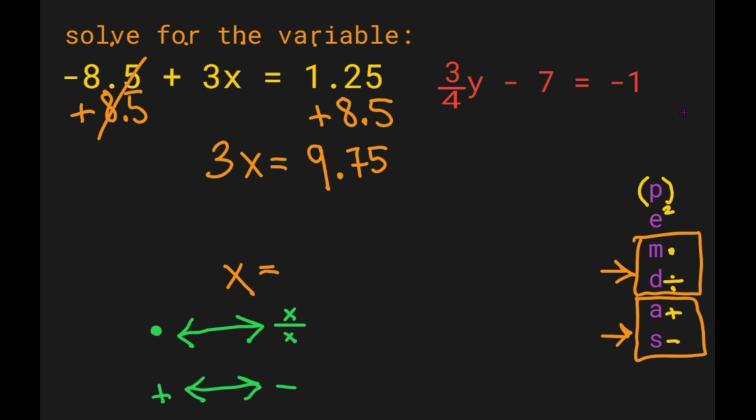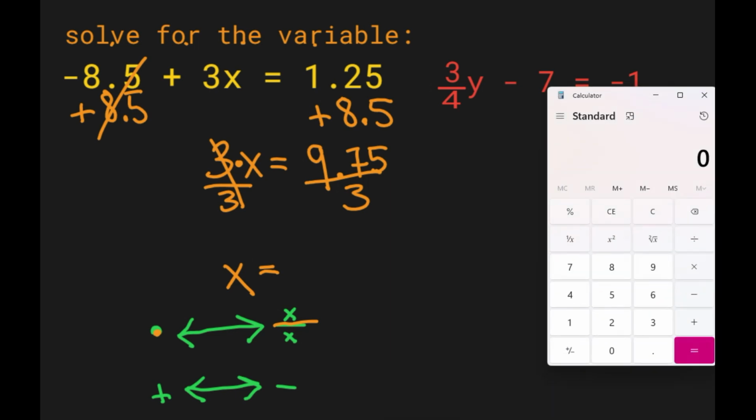All right, last step. This is being held here with multiplication. I need to undo it using the opposite of multiplication, which is division. Ooh, I wrote division in kind of a weird little way, didn't I? I'm going to divide 3 to both sides. Gone. And I'm going to divide 3 into 9.75 and get my answer. I can grab my calculator if I want. Go 9.75 divided by 3.